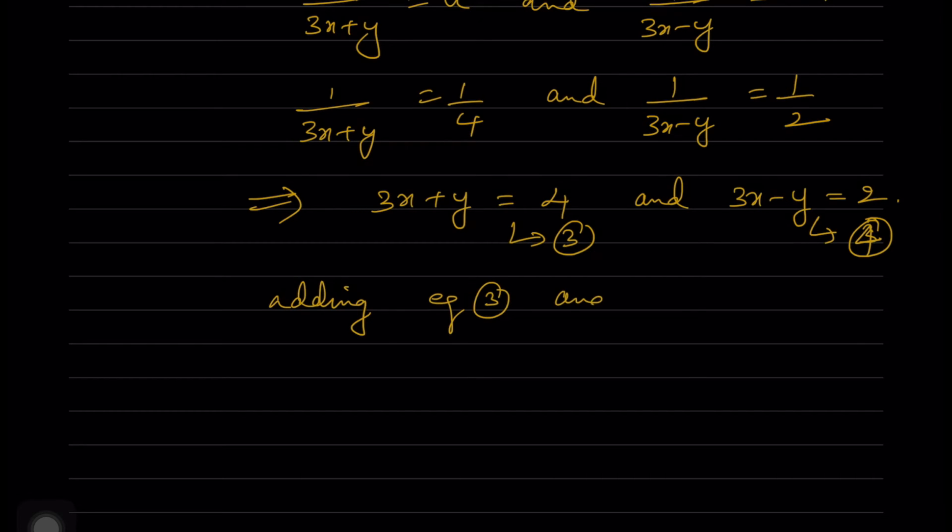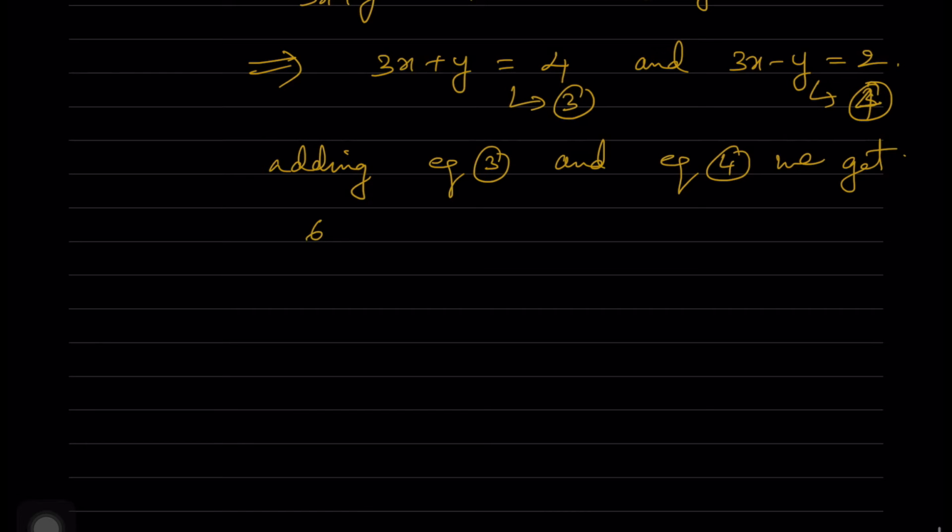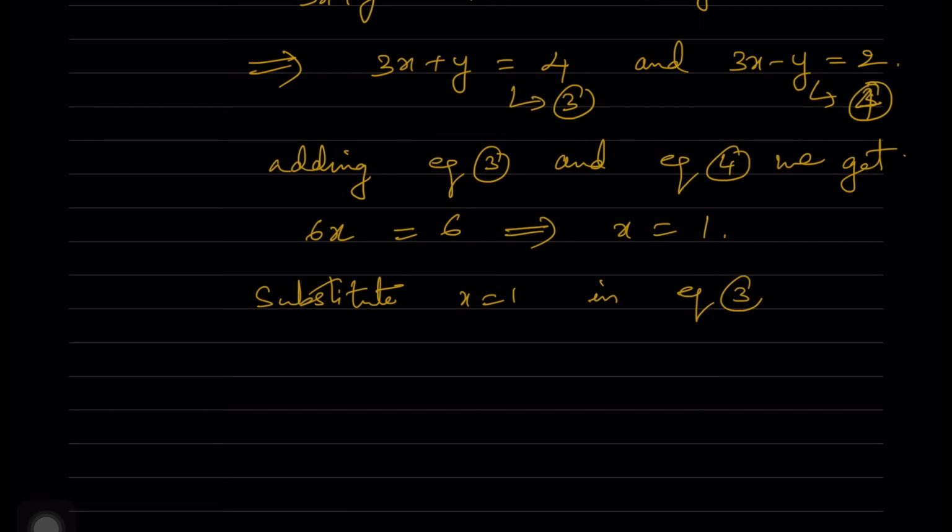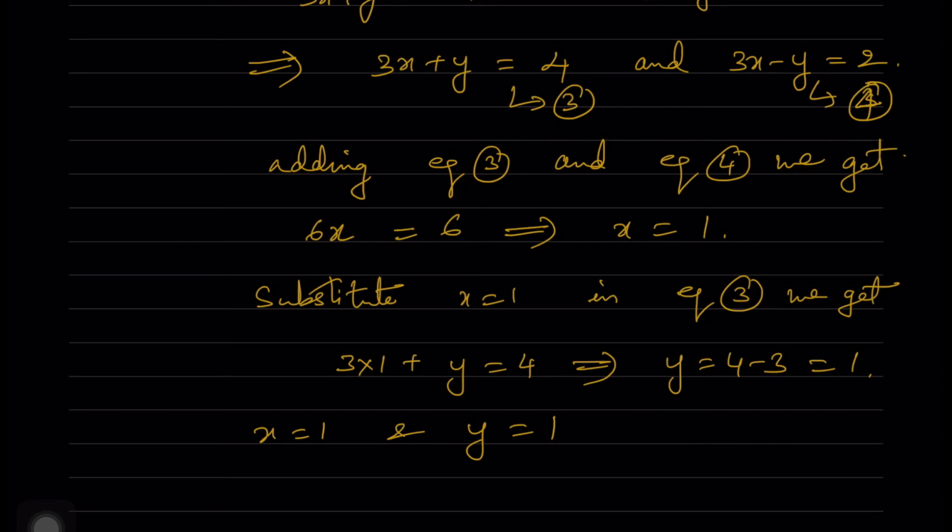Now we are going to add equation 3 and equation 4, because plus y is there and minus y is there. We are going to cancel out y. So 6x is equal to 6, x is equal to 1. Now substitute this value of x equal to 1 in equation 3, or equation 4 you can put. So we get 3 into 1 plus y is equal to 4, or y is equal to 4 minus 3, which is also equal to 1. So x is equal to 1 and y is equal to 1 is the solution of the given pair of linear equations.